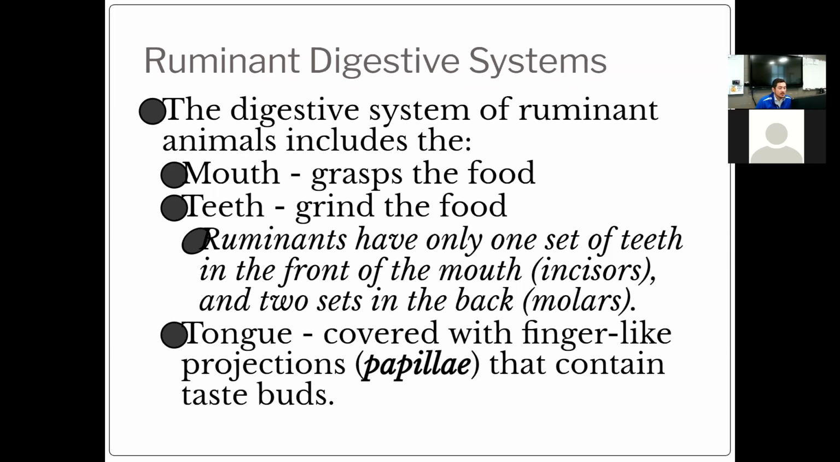Their tongue is covered with finger-like projections, which are called papillae, that contain taste buds. Similar to the villi in the small intestine that we've talked about, which are finger-like projections, our tongue has those same things. We call them papillae, and they contain taste buds. Okay, we're going to move on.